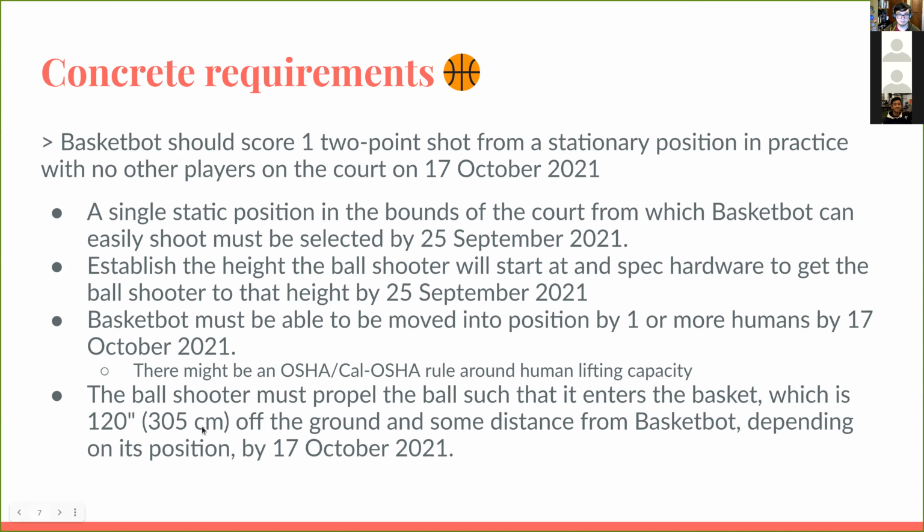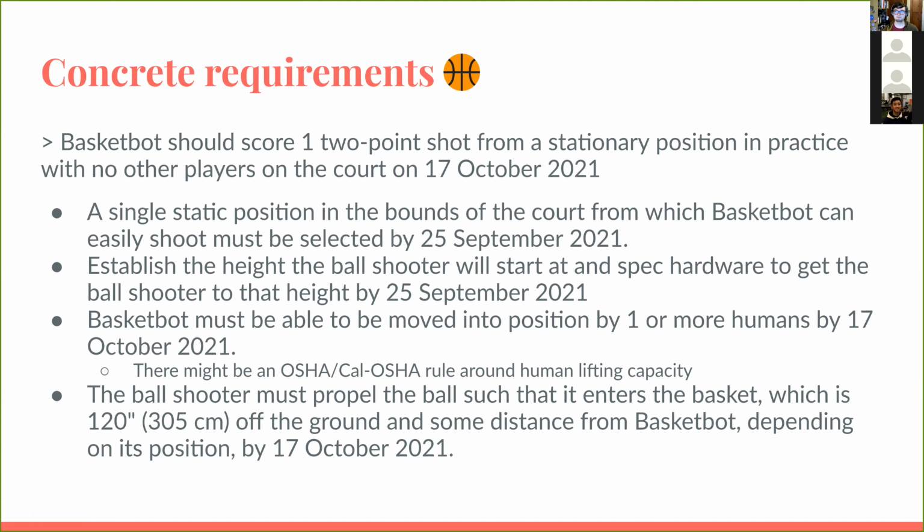The ball shooter must propel the ball such that it enters the basket, which is 120 inches off the ground. That's the NBA standard, and some distance from basketbot, depending on the selected position, by 17 October 2021. All right, and so this is sort of the core meaty part of the design: we need to come up with a way to shoot the ball. Yeah. So that's our set of requirements.